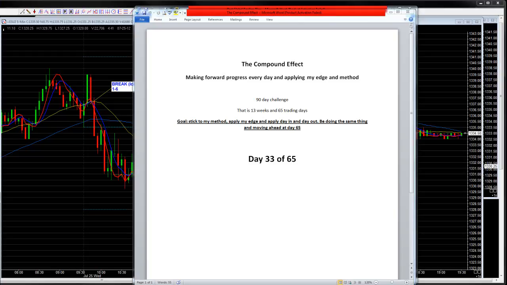I'm making forward progress every single day and applying my edge and my method. So the goal is to really stick very closely to the method, apply the edge, and apply it day in, day out, doing the same thing and just moving ahead with fantastic information and spreadsheets, results, confidence, and something like a real systematic approach where it's all about the model rather than about the individual. It's all about creating something that's going to be able to move ahead and have a lot of confidence in it as moving ahead, like 50 to 100 plus contracts.